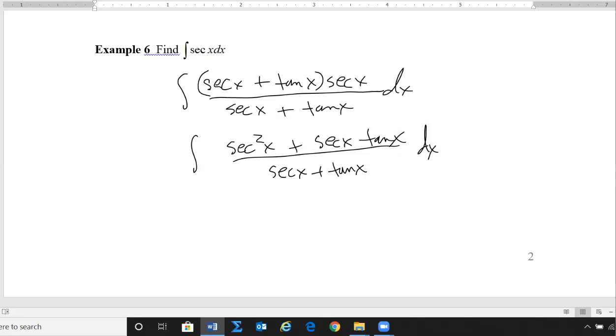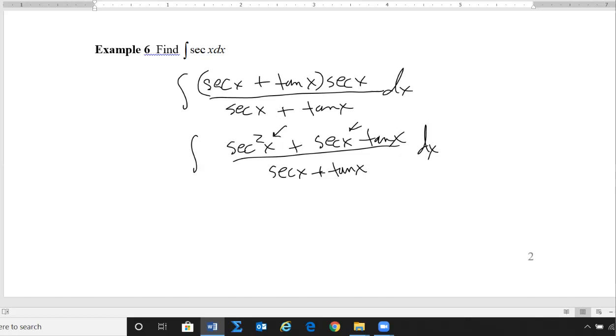Now, what do you notice about this? What's the derivative of the denominator? The derivative of a secant is a secant tangent. Here it is. Plus the derivative of the tangent, which is a secant squared. Here it is. So I have the derivative of the denominator sitting right here in the numerator. It is, in other words, u prime over u.